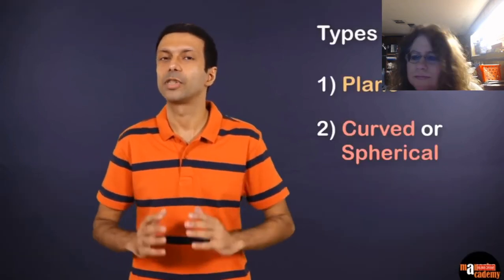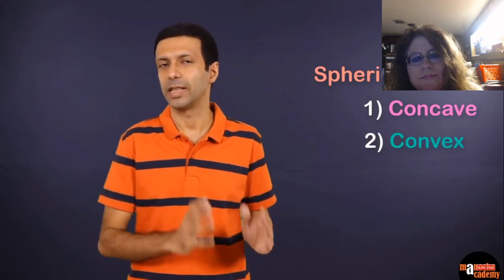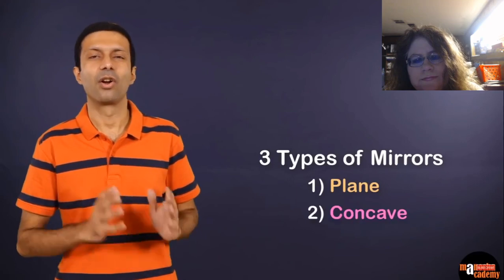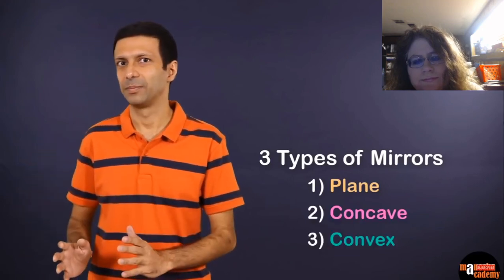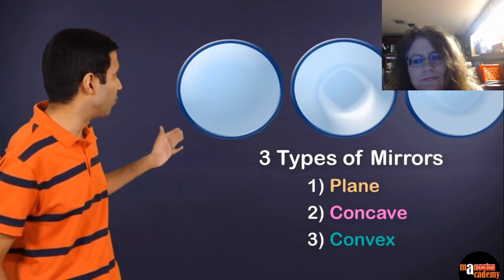Okay, here we go. Hi friends, do you know that mirrors are of different types? Plane mirror and curved or spherical mirrors. Spherical mirrors can be further divided into concave mirror and convex mirror. So there are three types of mirrors: plane, concave and convex. In fact, I have all these three mirrors on this wall here for you. I'm going to go and stand in front of each of these mirrors and let's see what do we observe.